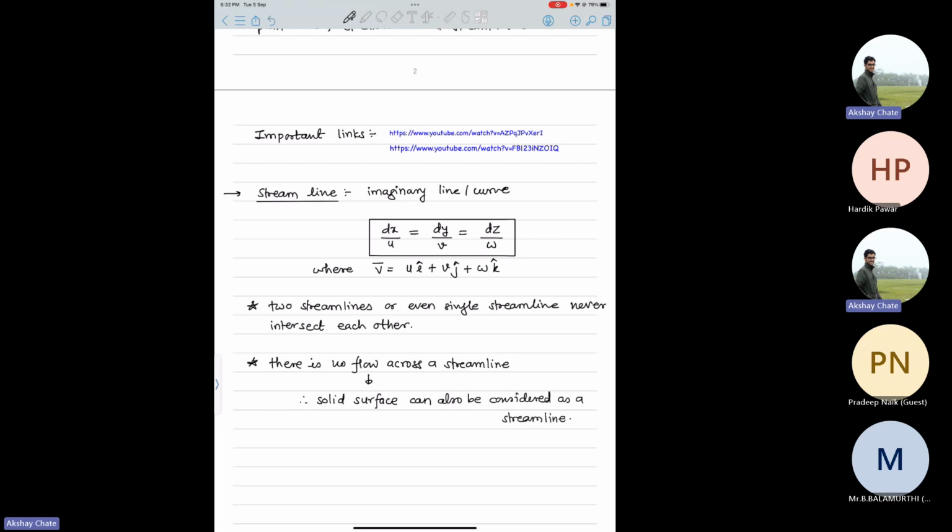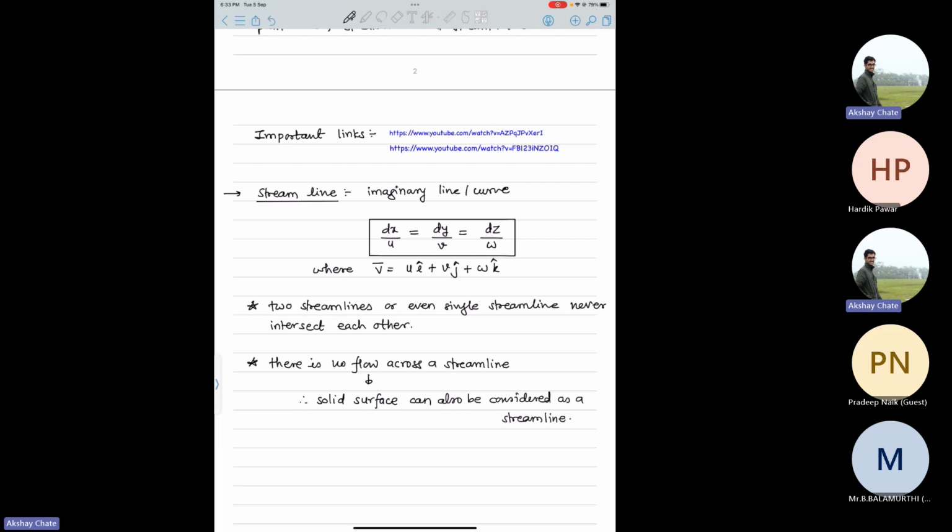I think this was one question asked in one of the competitive exams. One of the options was solid surface. Typically, if the surface is solid and it is not penetrable or porous, there cannot be any flow across that surface, and therefore that is also a streamline.